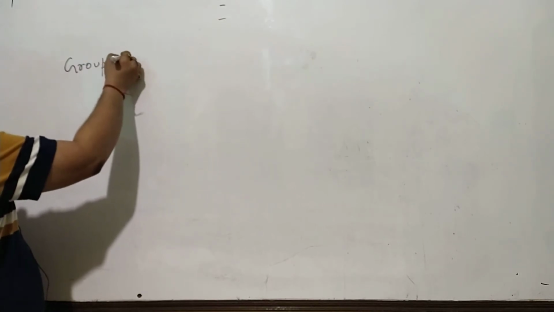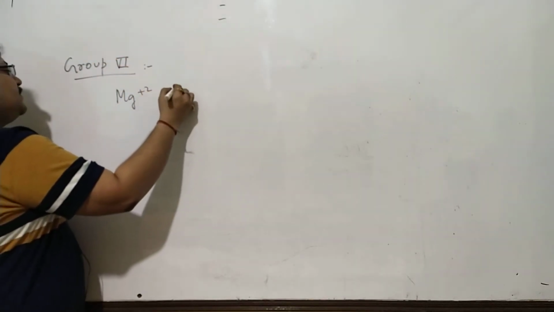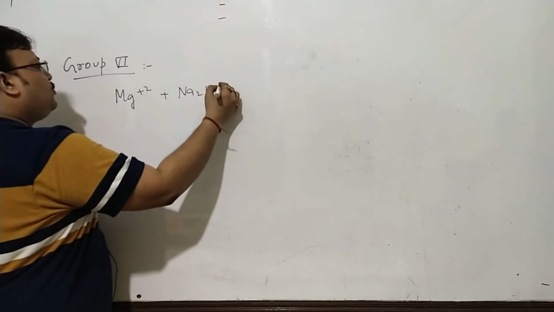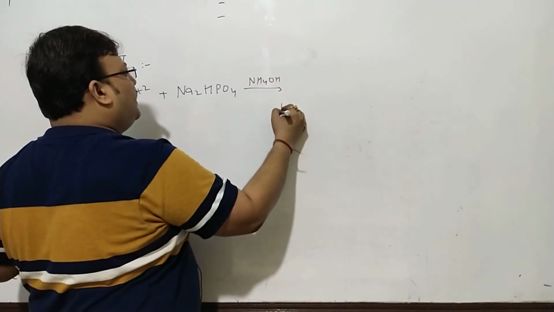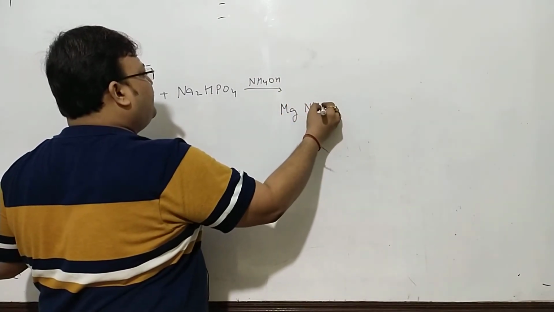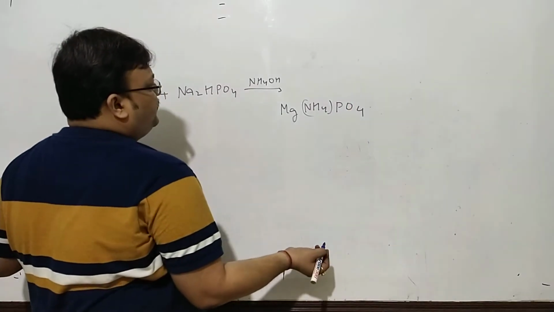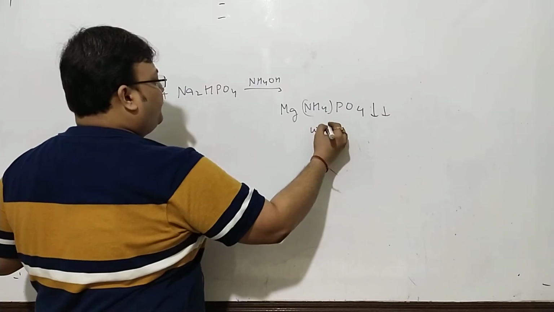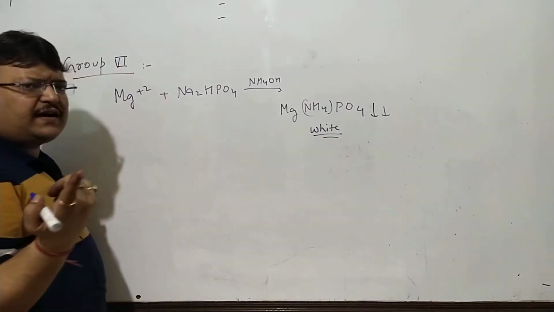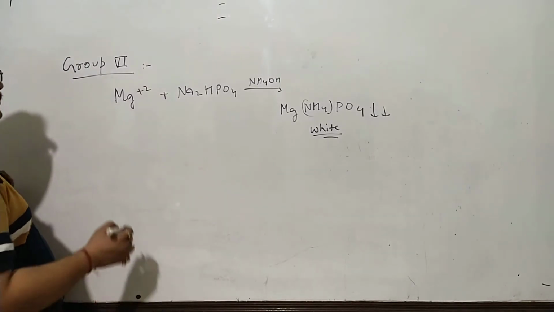Group 6 contains magnesium. Reagent is disodium hydrogen phosphate in presence of ammonia, and magnesium ammonium phosphate, a white precipitate. Only 1 radical, so no other confirmatory test is required. This is the test for magnesium.